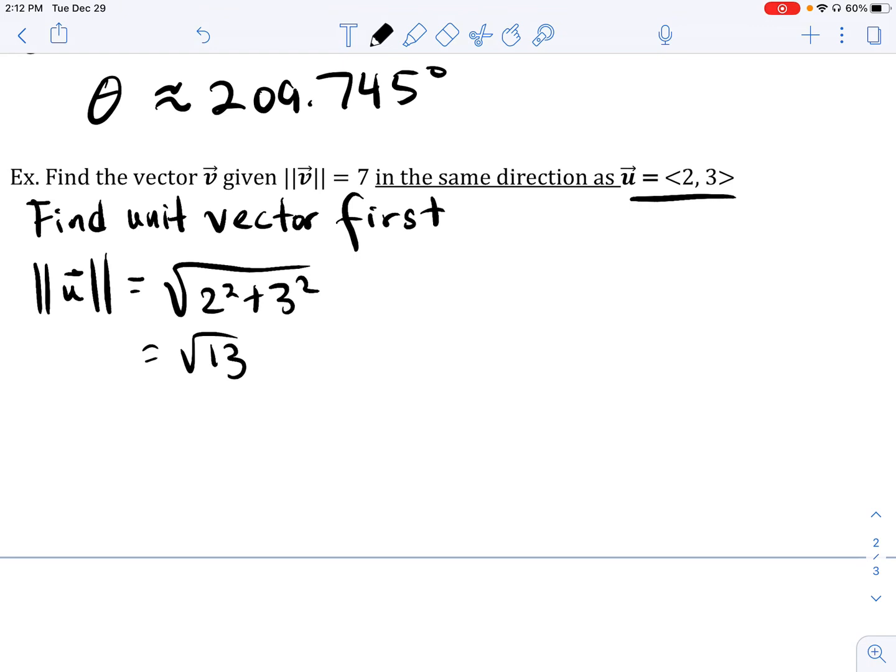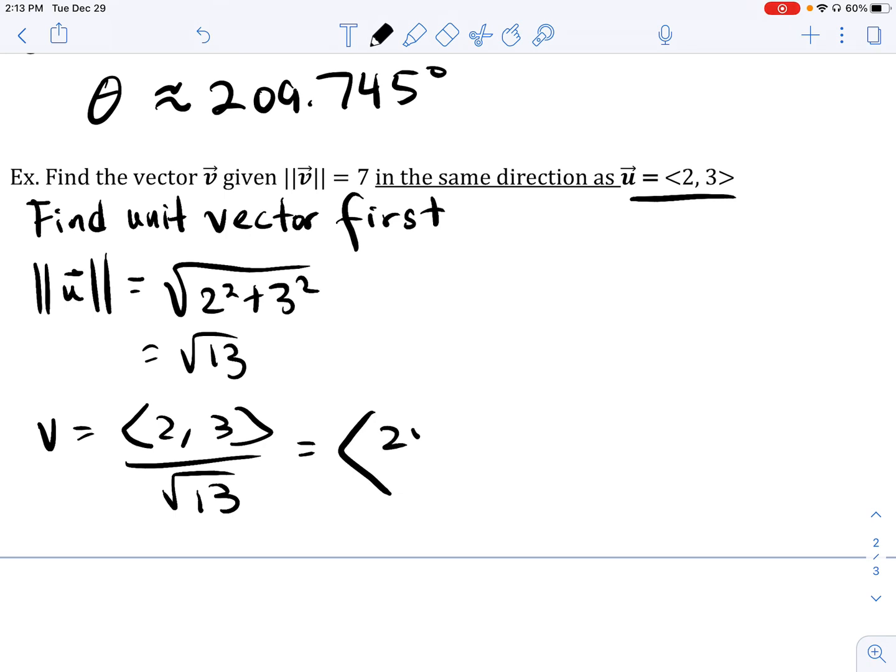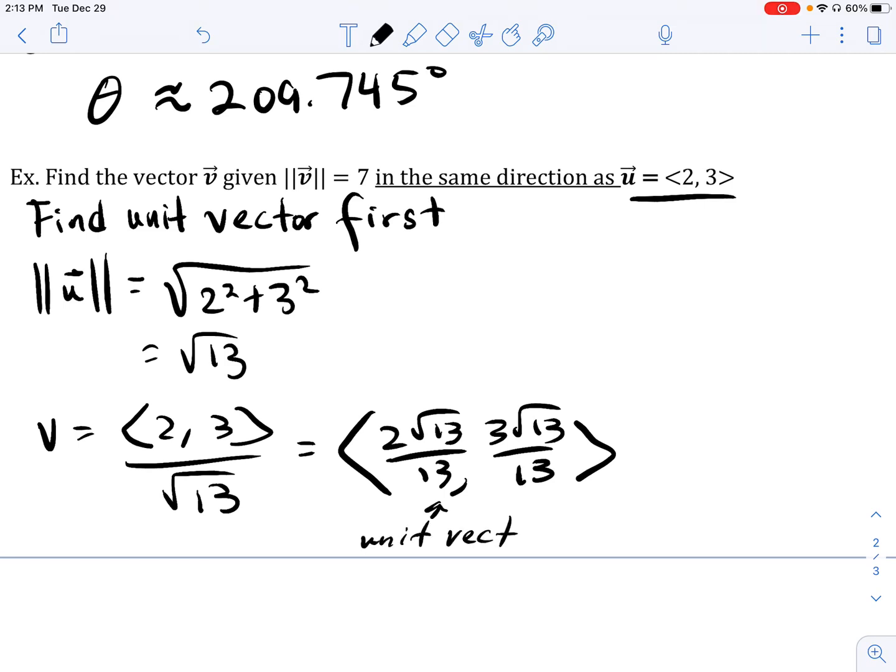So this unit vector v is going to be 2, 3 divided by root 13, which is 2 root 13 over 13, 3 root 13 over 13. Okay, so here is our unit vector. Now that we have our unit vector, we're going to multiply it by 7. And now that I read the directions a little more carefully, it asks for the vector to be called v. So I'm going to call this here just our unit vector.